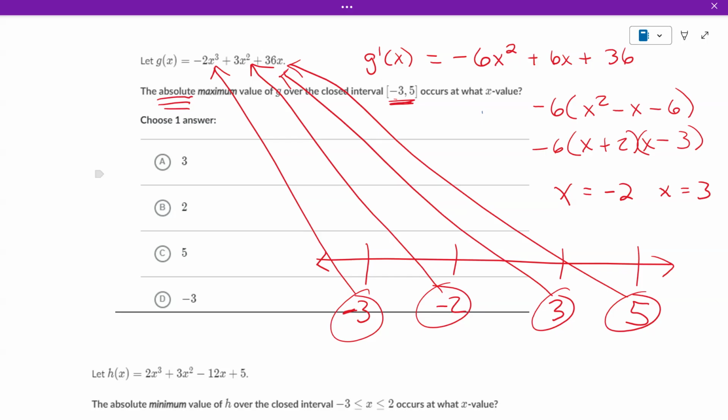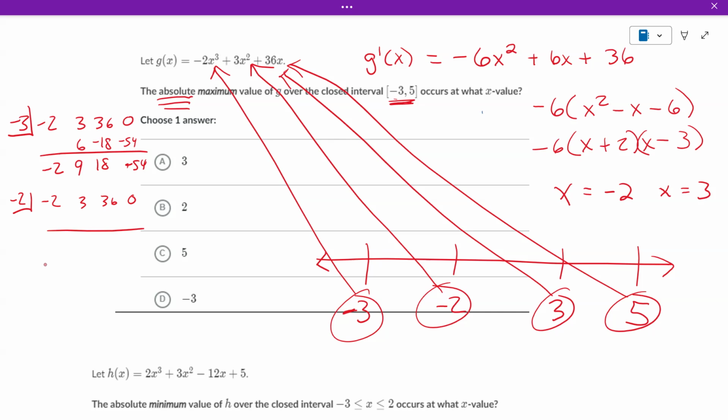Now, what's a quick way of doing this by hand? Well, synthetic division. Negative 2, 3, 36, 0. So if we do this, negative 2, 6, 9, negative 18, 18, negative 54, negative 54. Is that going to be a maximum at negative 54? Probably not. So if I try a negative 2, negative 2, 3, 36, 0.